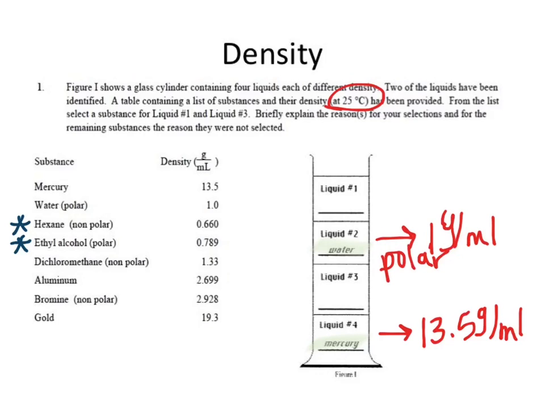So which one is it? Why is it hexane? It's non-polar, otherwise it would mix with water if it was polar. So liquid 1 has to be hexane.